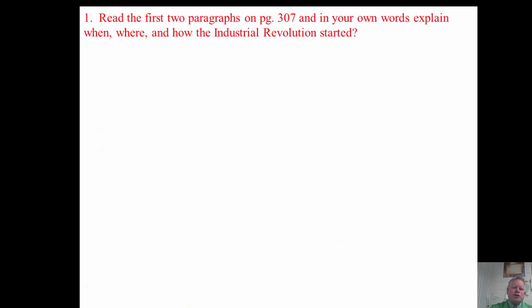All right, our first question is on the first two paragraphs of page 307. What I would like you to do is read those paragraphs at least twice, maybe even three times. Once you have a clear understanding of how the Industrial Revolution started, answer this question. In your own words, explain when, where, and how the Industrial Revolution started.